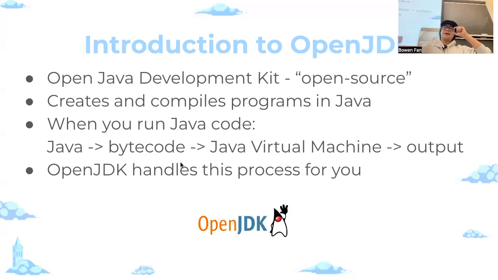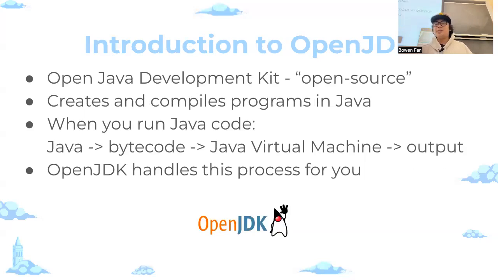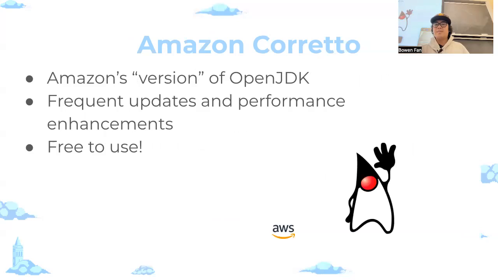Now, why did I talk about OpenJDK and why is it relevant? Well, OpenJDK is an open source Java development kit, but Amazon has its own spin on OpenJDK. Because OpenJDK is open source, anybody in the software development community can contribute to Java and the development of Java and its associated virtual machine, etc.